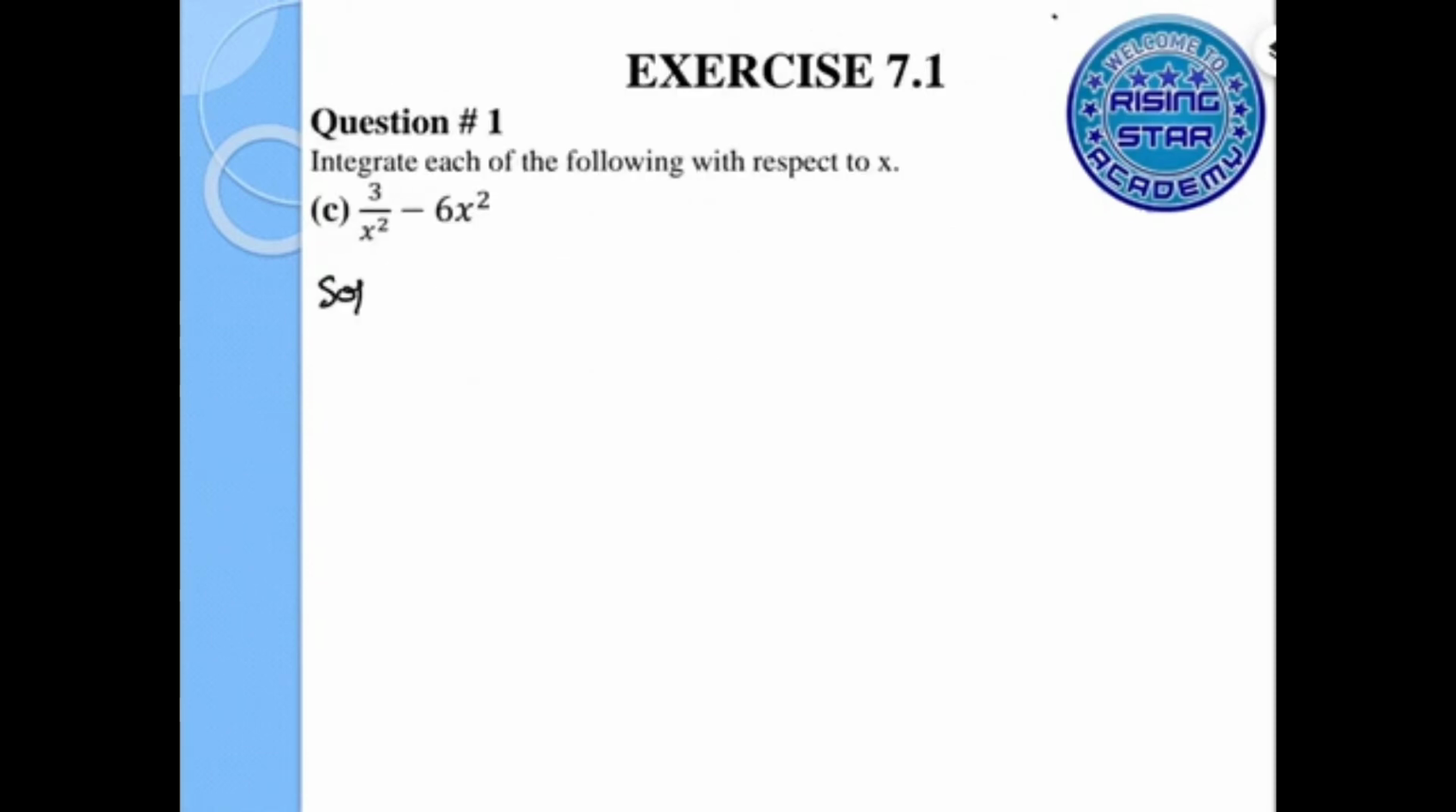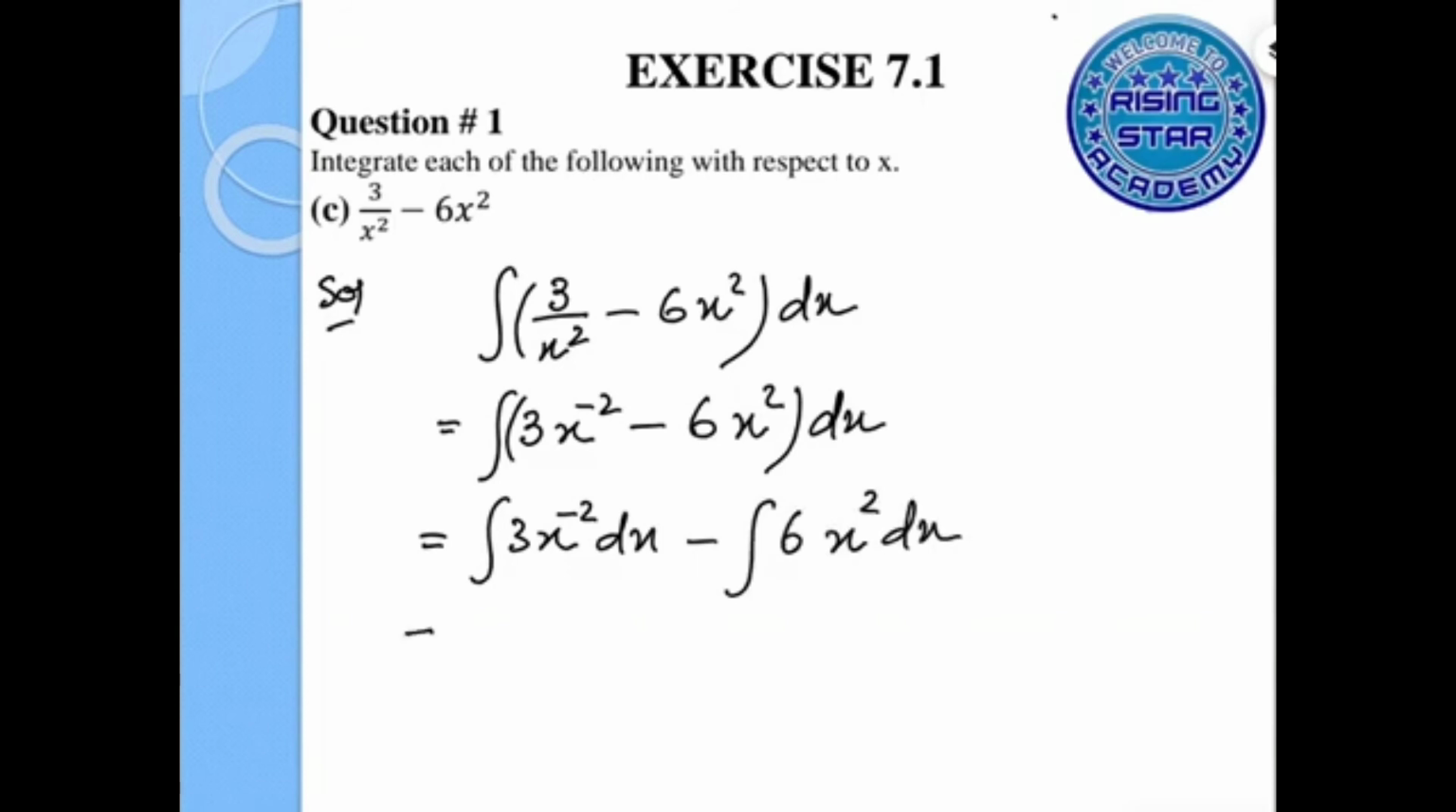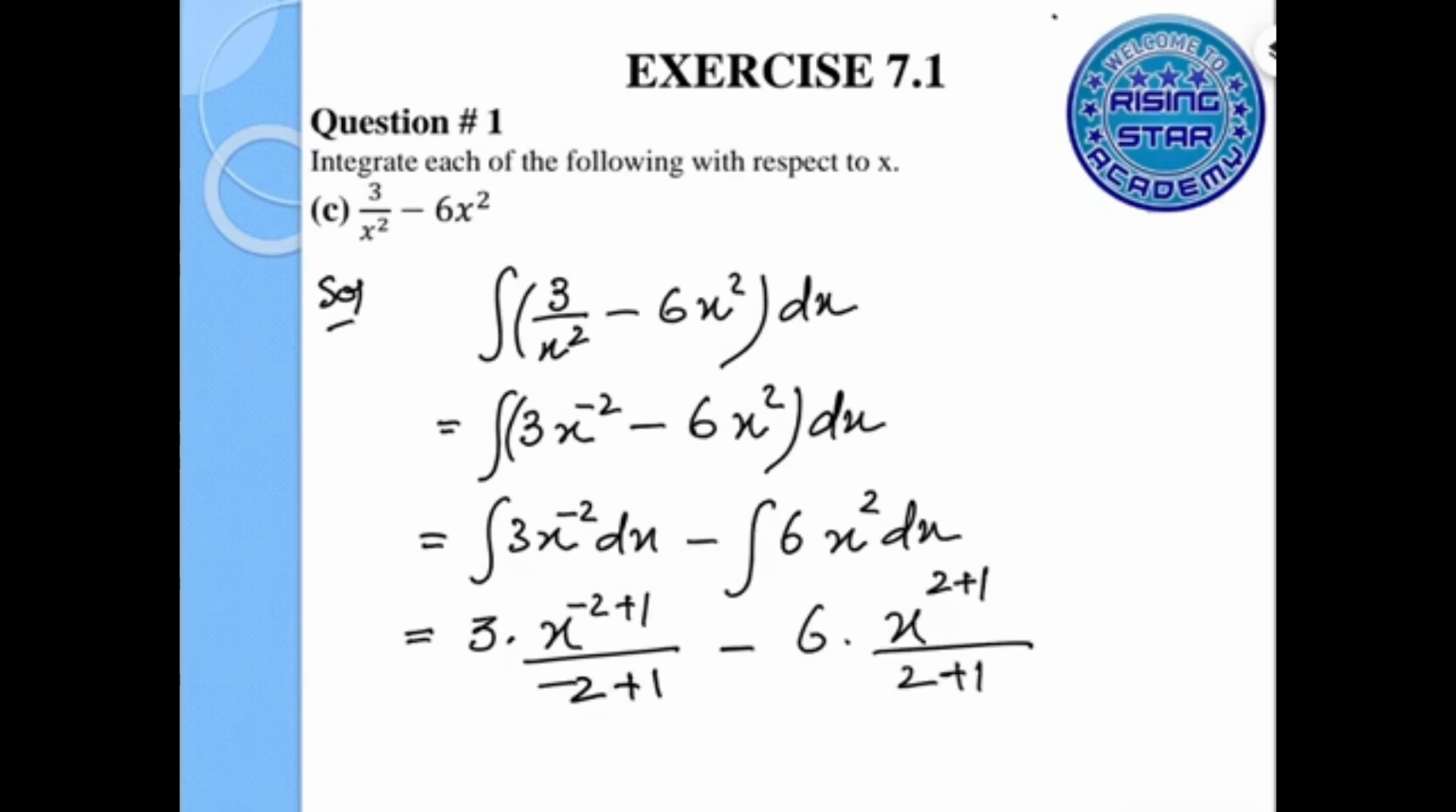In part C, we will take the integral of 3 over x squared minus 6x squared dx. In the first step, we will simplify, so that would be 3x to the power of negative 2 minus 6x squared dx. Now we will separate them. So we will add 1 to the power according to the power rule. So that would be x to the power of negative 2 plus 1 over negative 2 plus 1 plus c. Further simplify: x to the power of negative 1 over negative 1 minus 6 into x to the power 3 by 3 plus c. See the next step.